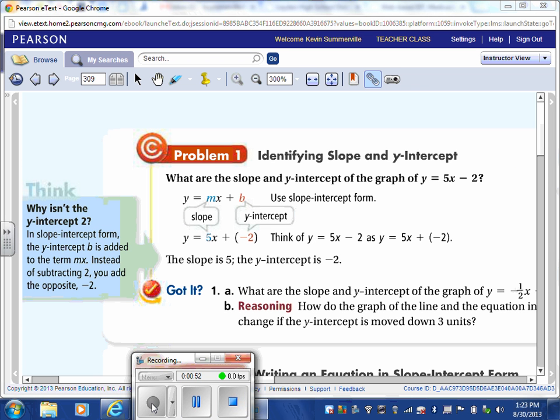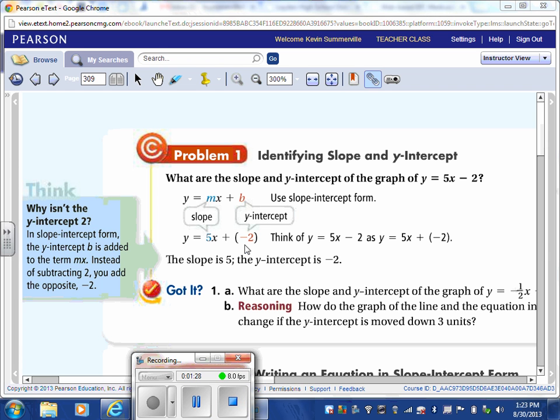Let's take a look at problem 1, identifying slope and y-intercept. If you're looking at the equation y equals 5x minus 2, and thinking back to the slope-intercept form, where y equals mx plus b, the slope is m, y-intercept is b. The 5 is your slope, and the negative 2 is your y-intercept.